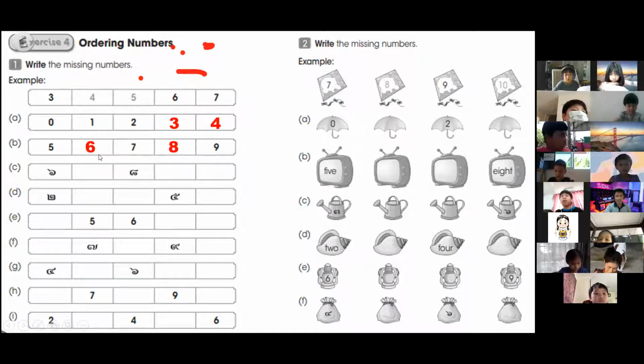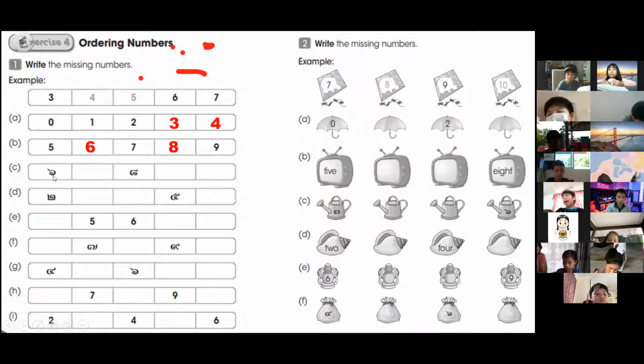6 and 8. 5. Okay, 5, 6, 7. Next is 8. Okay, 5, 6, 7, 8, and 9. Now here, letter C is written in Thai. I will try to read these numbers.